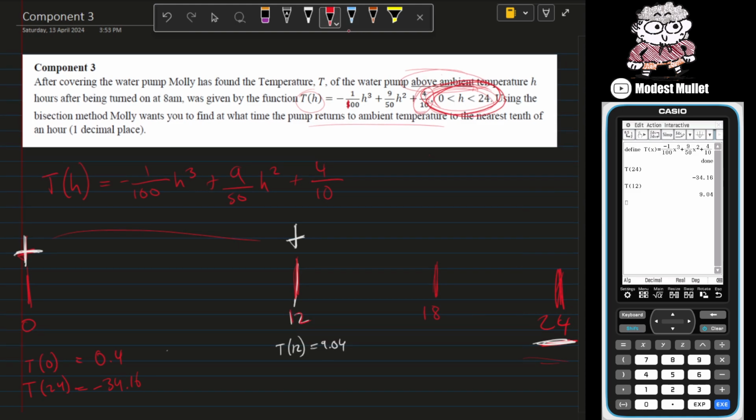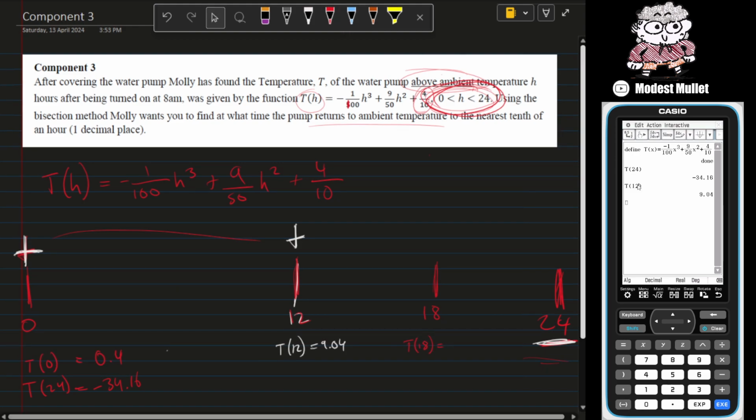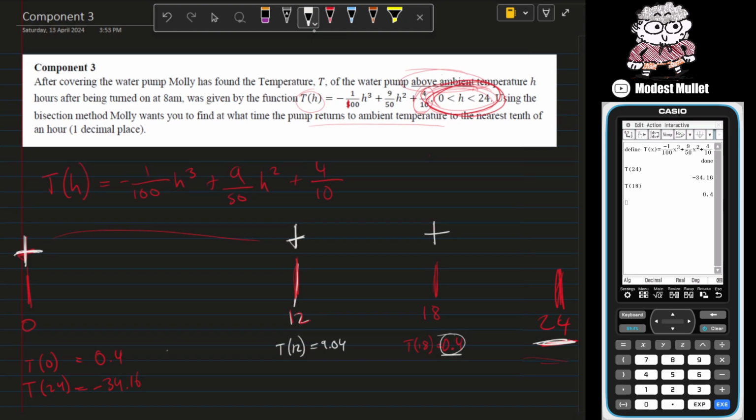Okay, so let's do t of 18. We get 0.4. Oh, we're getting pretty close now. Okay, still positive. Still positive. We've been positive all the way along. So we want to go halfway by the bisection method.